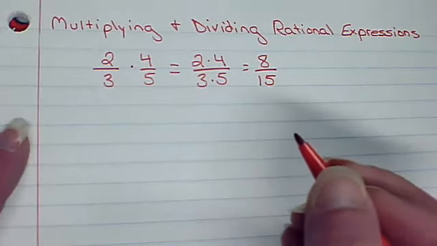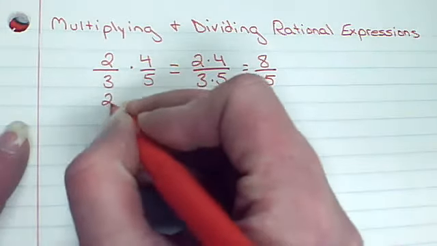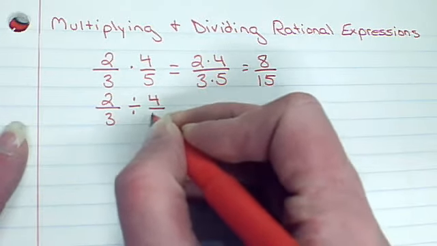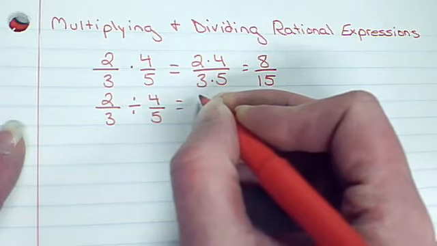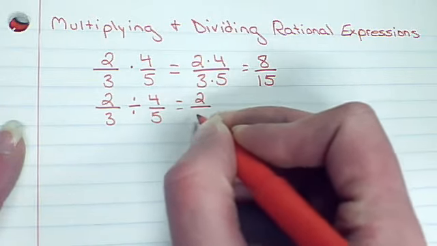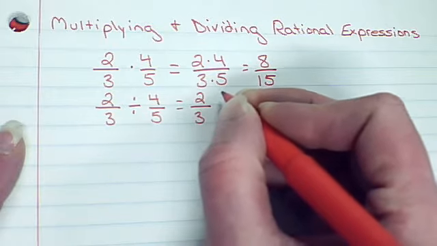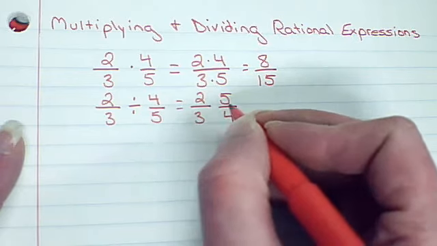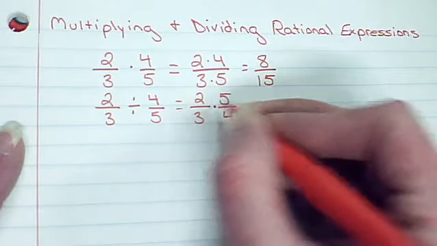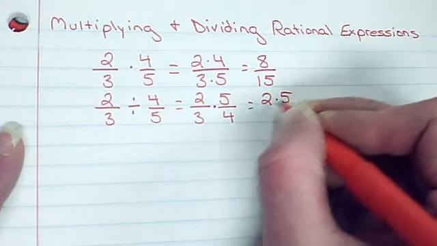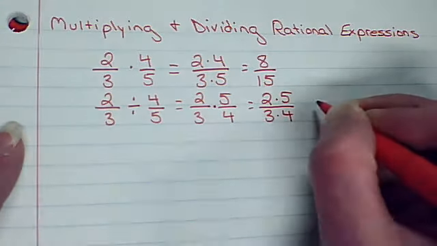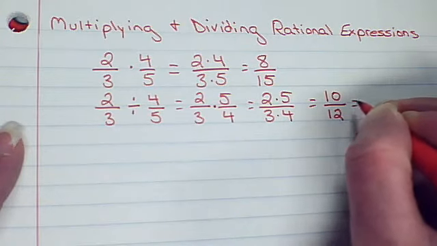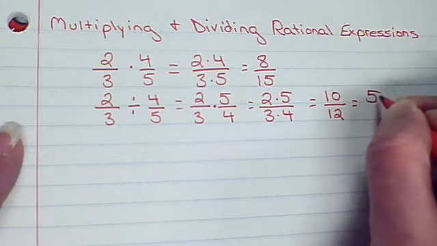When you're dividing fractions, remember, if we had the same problem but division, it would have changed. You actually multiply by the reciprocal. So we'll flip the second one, and then we'll multiply across. So we're going to change that to multiplication, and then we'd have 2 times 5 over 3 times 4, which gives me 10 over 12, which of course can be simplified, and we want to if we can. Divide both by 2, and you get 5 over 6.